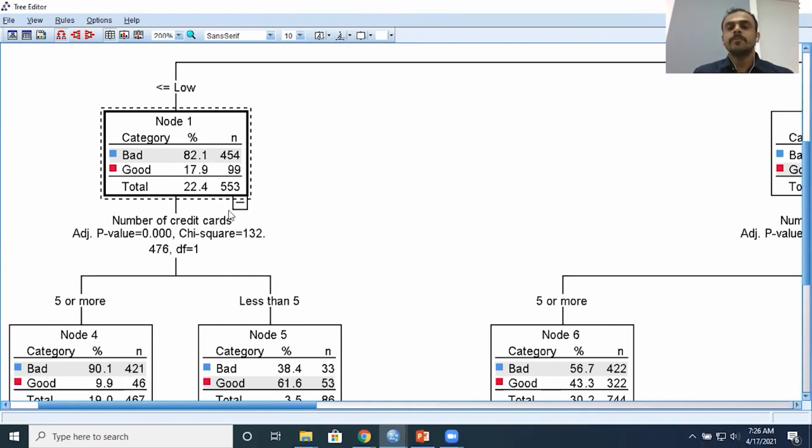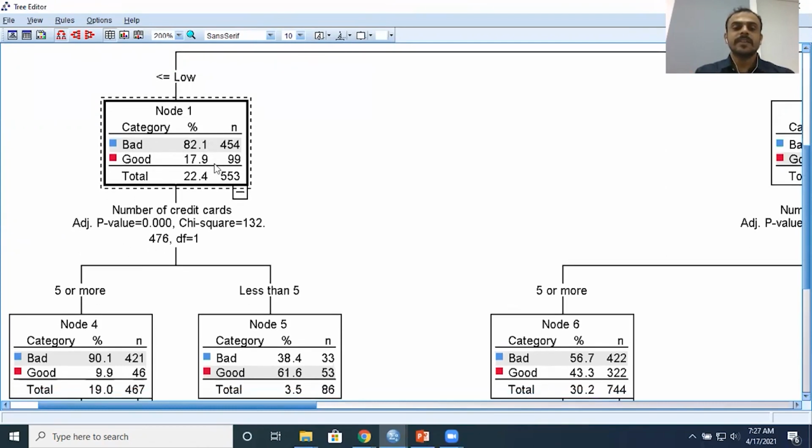But I cannot stop here because this is not terminating here. This is just a decision node. It helps me make a decision. This is not a terminal node. I have to go all the way to the last node before I can pick up an important rule. So low income class definitely indicates a high proportion of bad credit risk here.